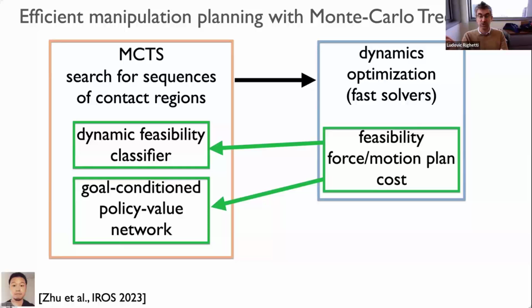So what we do is that we learn a classifier that tells me whether a sequence of contacts will lead to a feasible problem or not. So what I learn is this classifier. And then the second thing is that I learn a value function that tells me what would be the cost of the optimization problem. Online, I find a sequence of contacts and then I solve one instance of the optimization problem, which I can do online, and then I execute that.